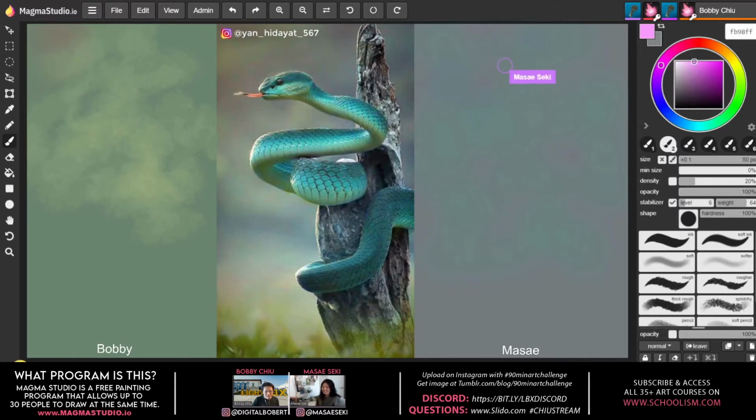The other things I want to mention before we get into Discord: one is, what program is this? By the way, today I'm doing something totally imaginative. Masay is doing a straight study. So now you get to see both sides, which will be really fun and interesting to talk about. But also, we are painting this at the exact same time. How are we doing this? Through a free program called Magma Studio.io.